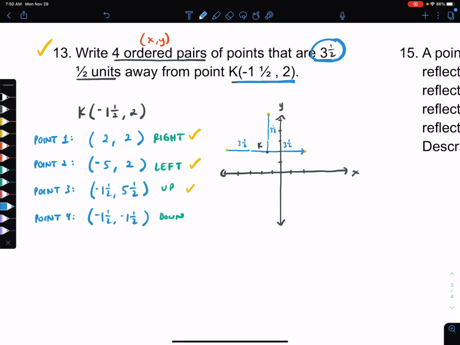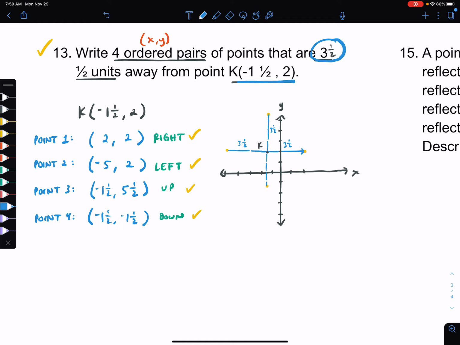And then for this final one, we got to go to -1.5, which is to the left, and then go down 1.5. So I need some boxes down here. I think that's enough. 1.5, 1.5. So this takes 2 boxes, 2 units to get to 0, and then another 1.5 to get down here. So that's a total of 3.5 units down.